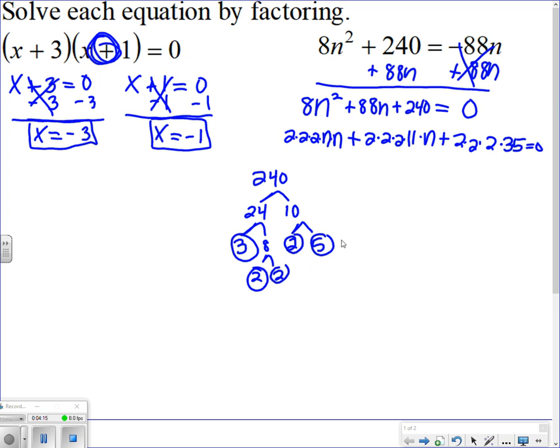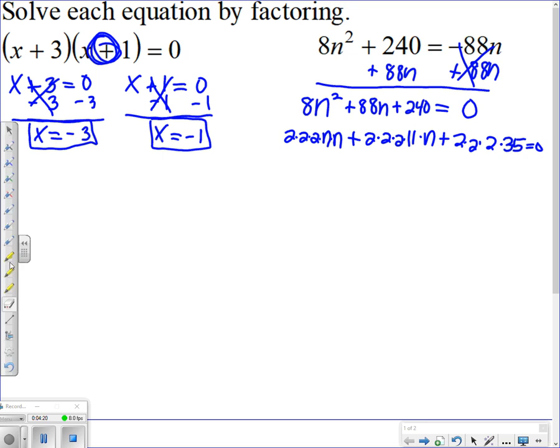Okay. Now, what factors do they have in common? So looking at this, they have 2 2's and they have 3 of them in common. So they have 2 times 2 times 2 in common, and 2 times 2 times 2 will give you 8, and that's all they have in common.